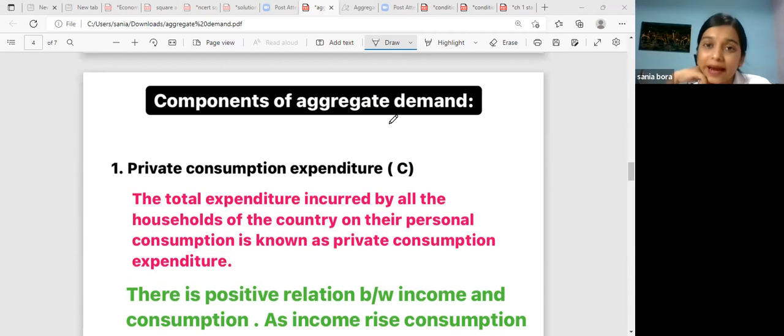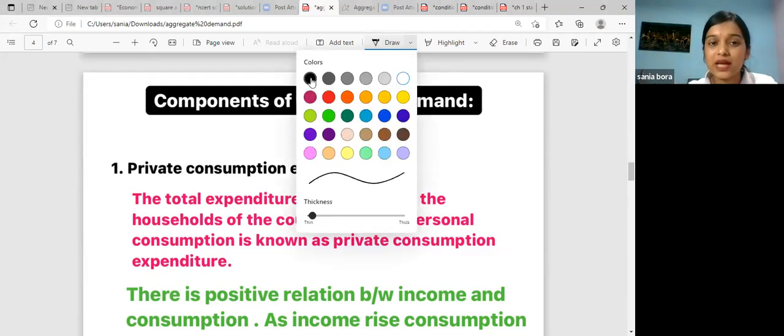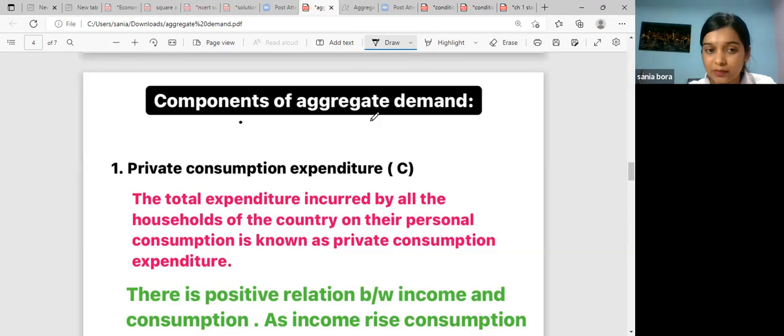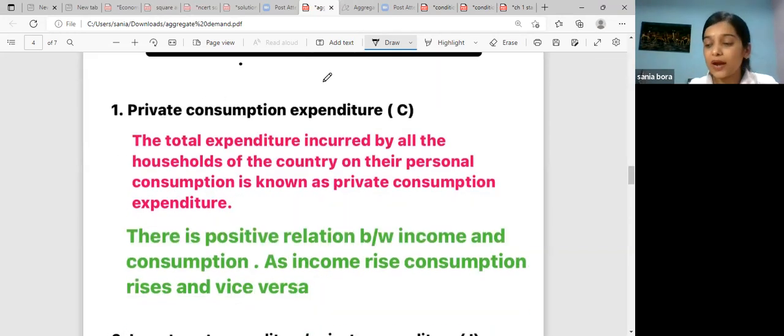So what will you add? I already told you aggregate means addition. The question is what you will add. For the components of aggregate demand, you are going to add four things. Just remember, four things you have to add. Now ma'am, what are the four things?